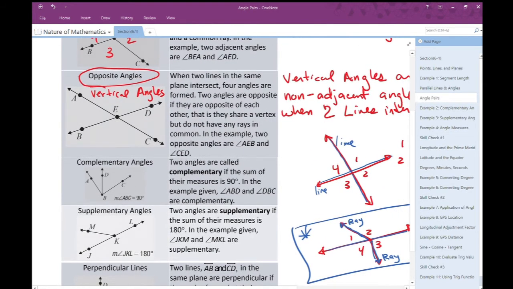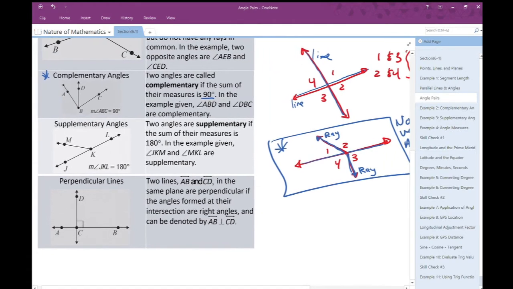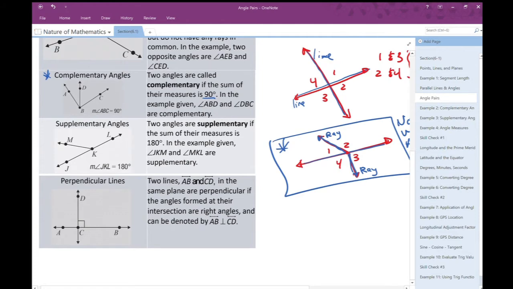All right, so this book's calling them opposite angles. Most other books that I've seen call them vertical angles. The next type of angle pair are complementary angles. If two angles are complementary, that means that their sum is 90 degrees. So the difference between a right angle and complementary angles: a right angle is talking about one angle that is 90 degrees. Complementary angles are two angles that add up to equal 90 degrees.